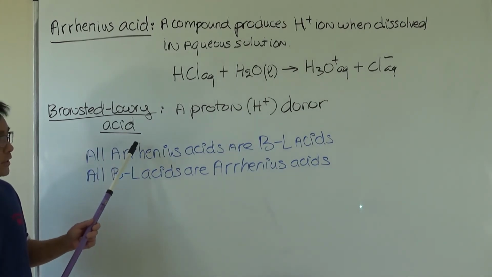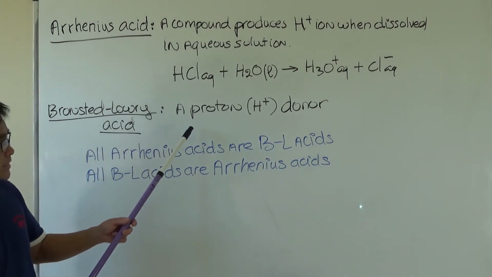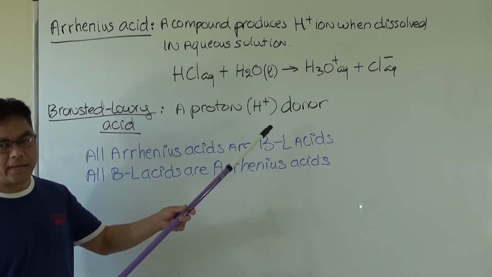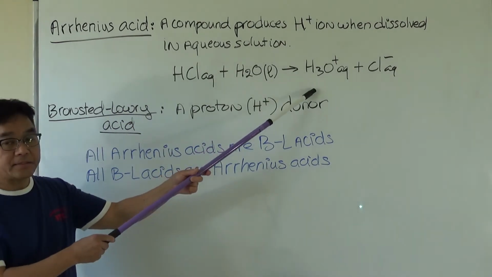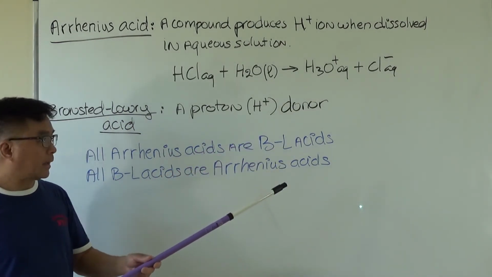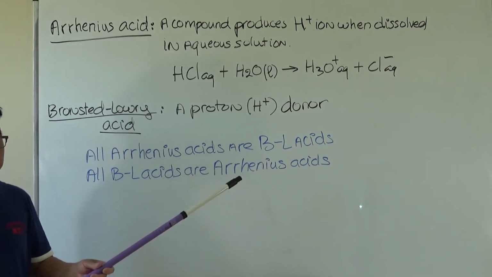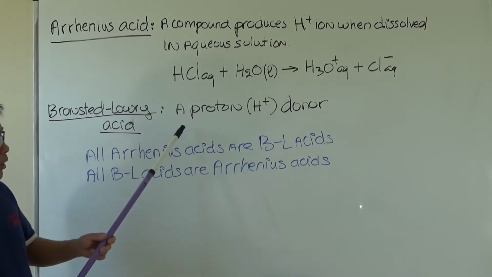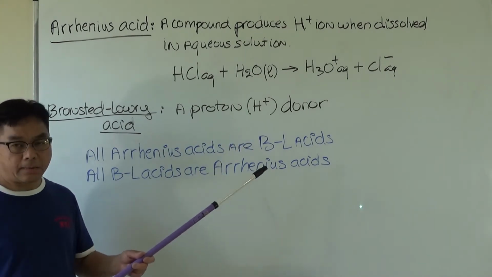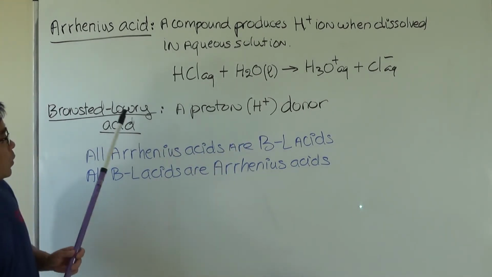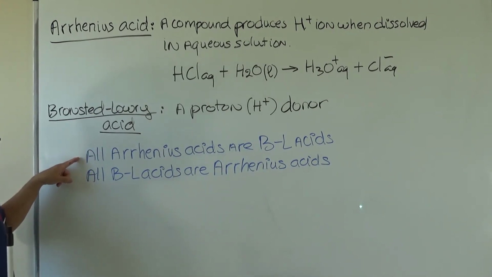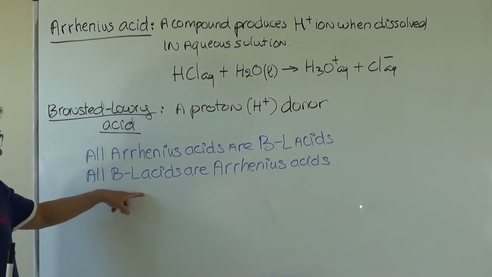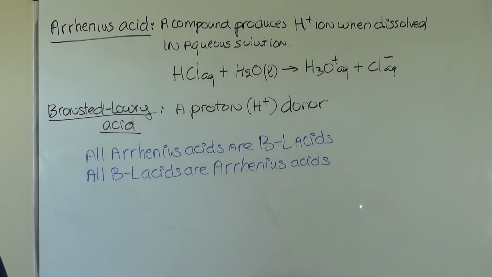The Brønsted-Lowry definition of an acid is a substance that donates a proton, so it is a proton donor. And because an Arrhenius acid produces hydrogen ions, it basically releases hydrogen ions to the solution. That's the same thing as a Brønsted-Lowry acid, which also releases a proton to the solution. So we can say that an Arrhenius acid is a Brønsted-Lowry acid and vice versa. Okay, and now let's look at the case of bases.